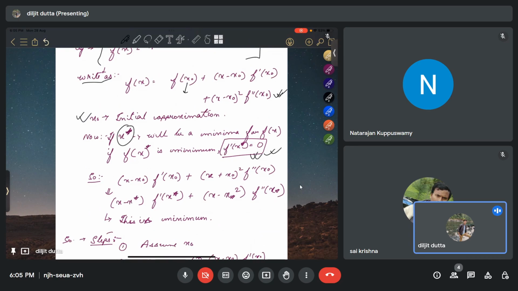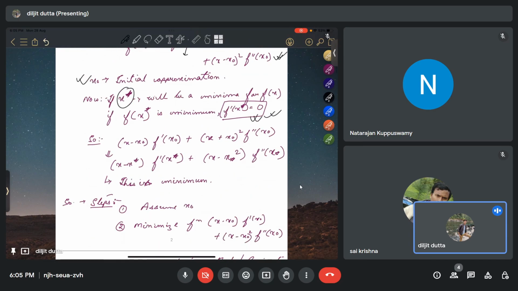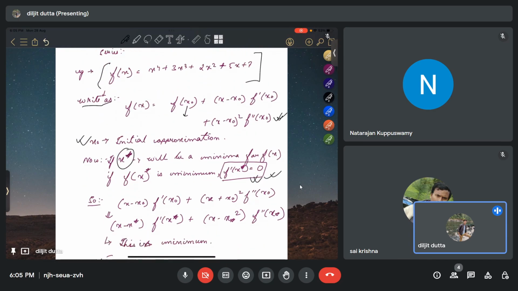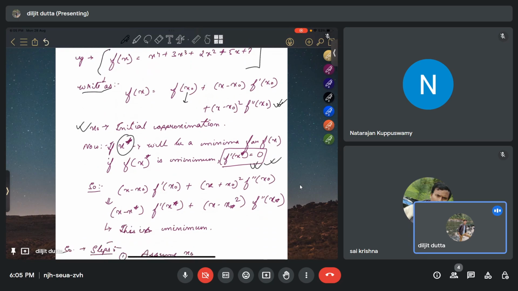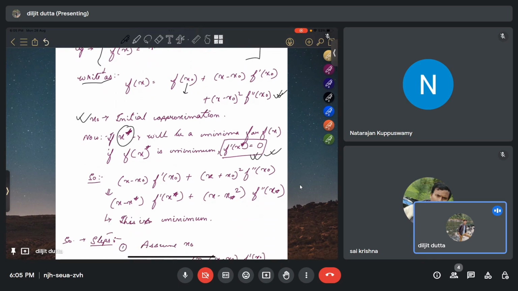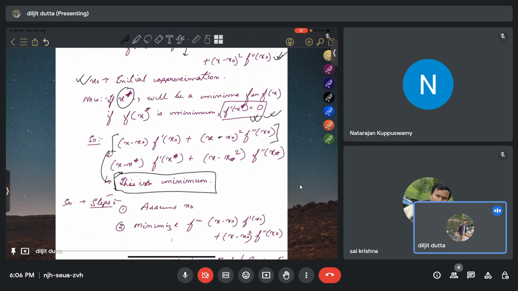That is the case if f dash x star is a third order or fourth order polynomial or higher. So how do we proceed? We have assumed that f of x equals f of x naught plus this term. So f of x will be minimum if the second term, that is (x minus x naught) f dash x naught plus (x minus x naught) whole square into f double dash x naught, is minimum. If this is minimum, then f of x will have the minimum value at x star.